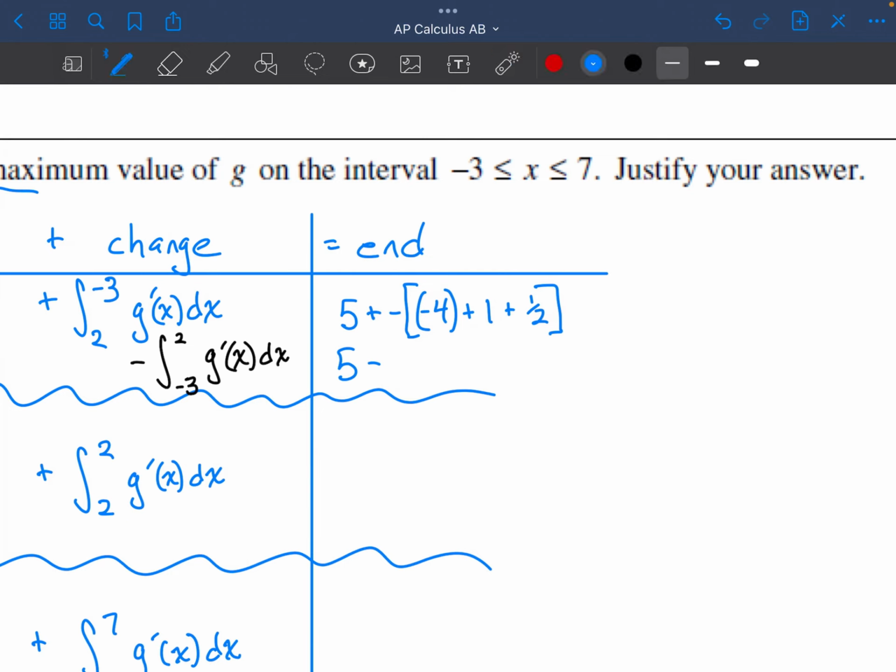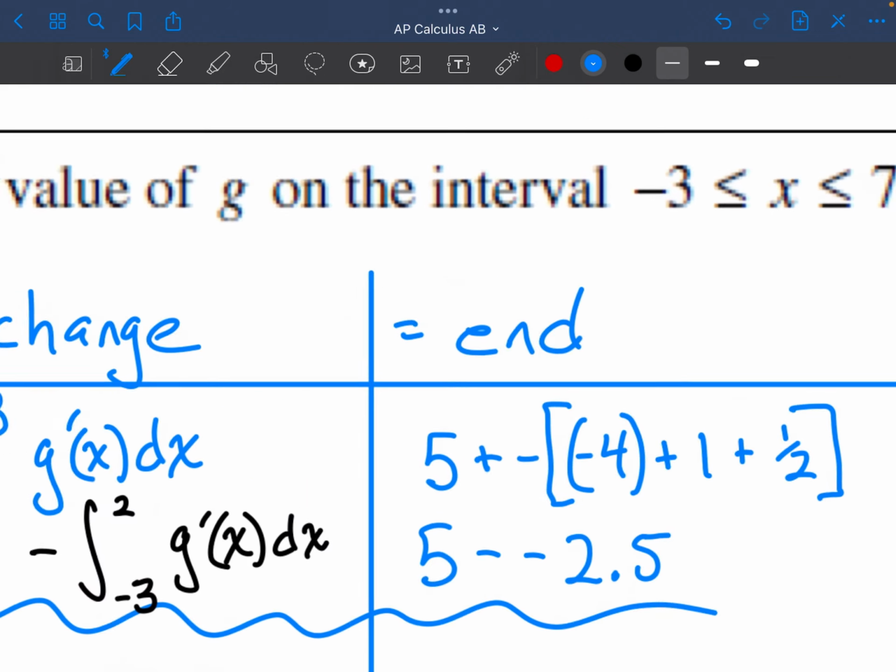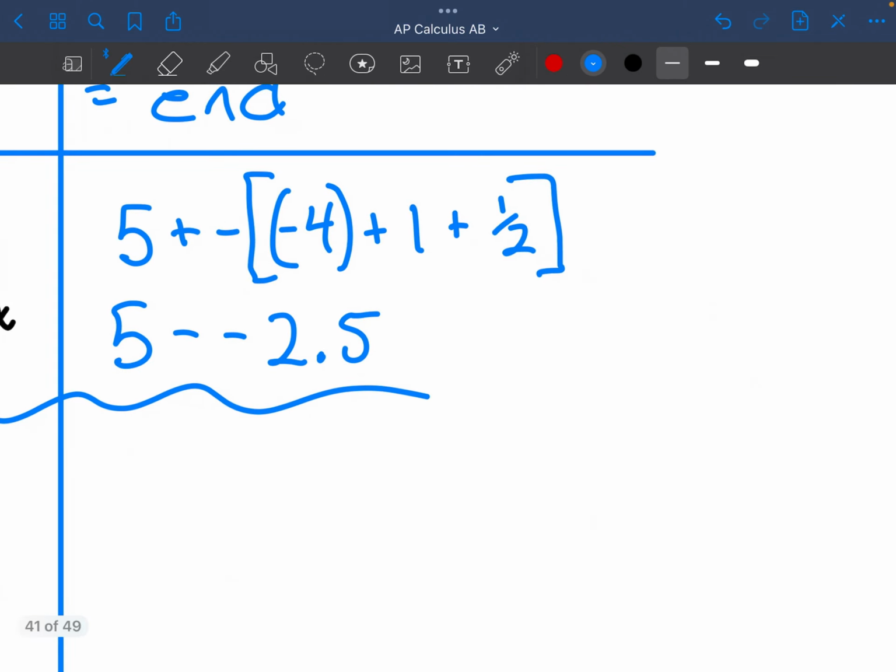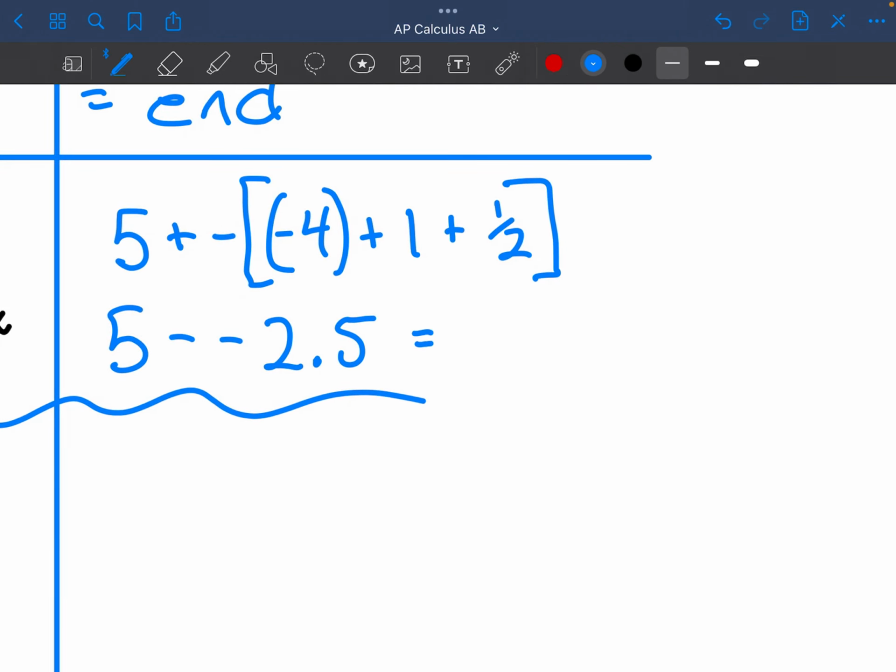So I'm going to have a double negative here. -2, I'm going to say 2.5. And whenever I have a double negative, that turns into, whoa, I double tapped there by accident. Whoa, sorry, I'm still getting used to the iPad. This is going to be equal to 7.5.